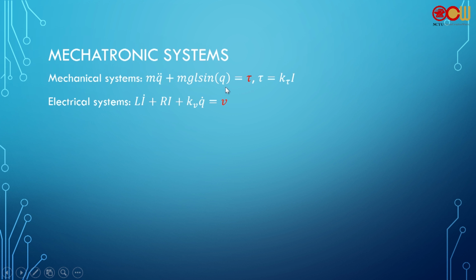So the question becomes, if you want to control the angle q to track some desired trajectory, you no longer control torque, but you control the voltage input into the motor. The assumption here is we have exact model knowledge. We know M, we know G, we know L, the inductance capital L, and we know R and K, only coefficients.